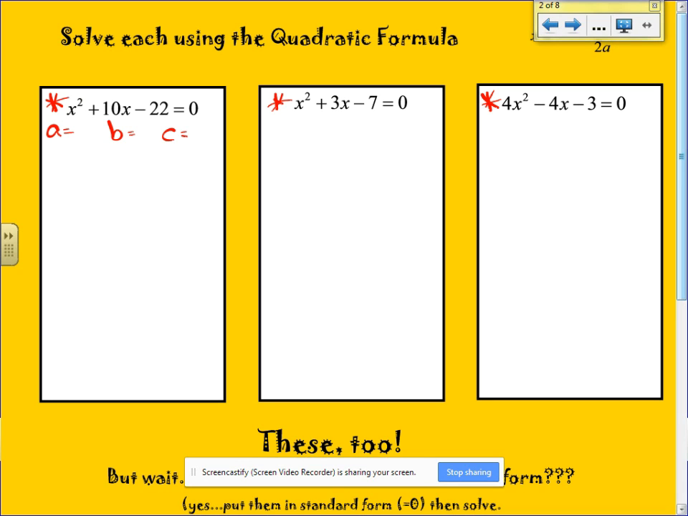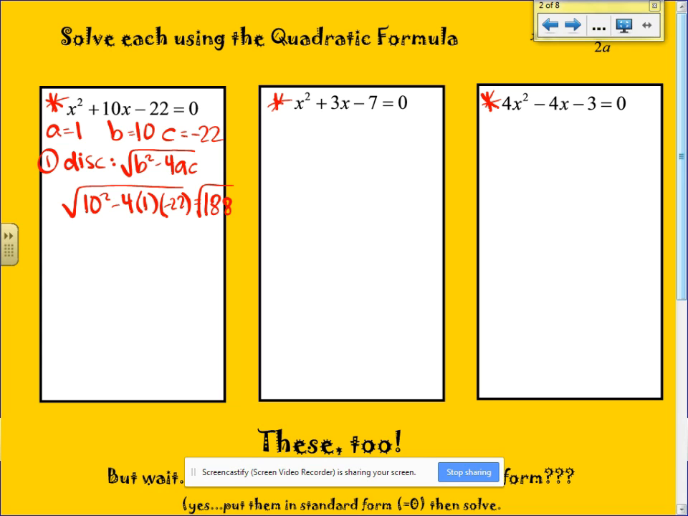We have A, B, C. A, of course, equals 1, B is 10, C is negative 22. So first, you're going to find the discriminant, which is b squared minus 4ac. So, 10 squared minus 4 times 1 times negative 22. In your calculator, you can do 100 plus 4 times 22, which will give you 88. So, you'll end up with 188. And since it's positive, you know you're going to look for 2 solutions.